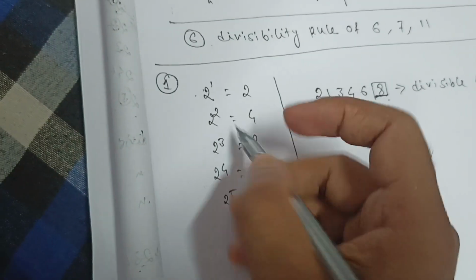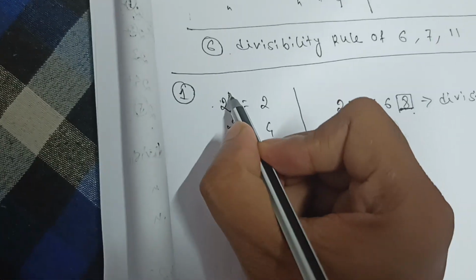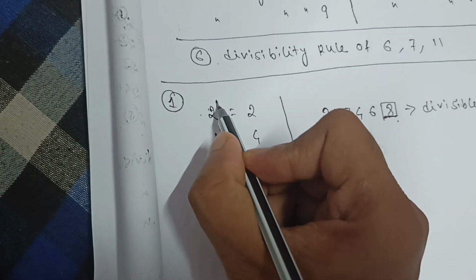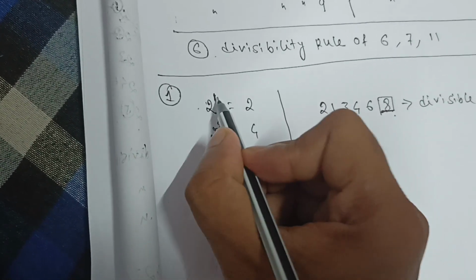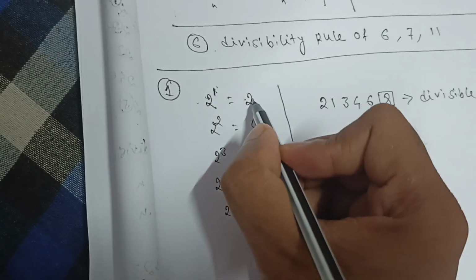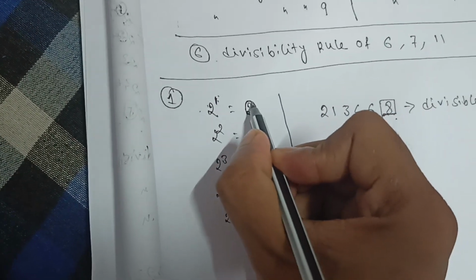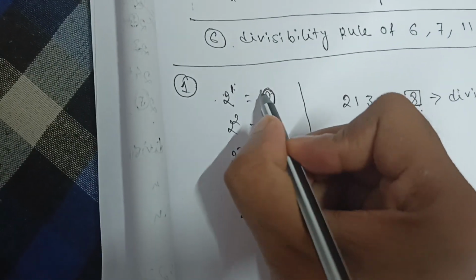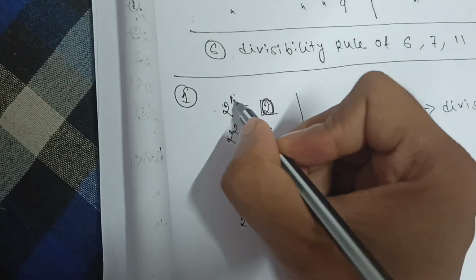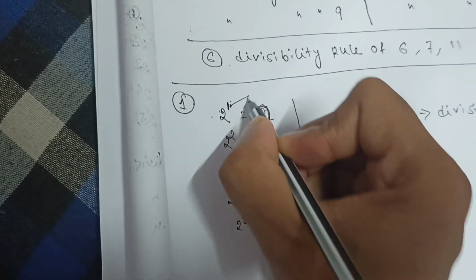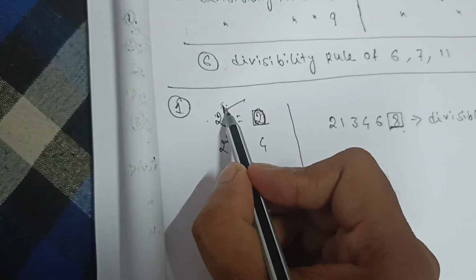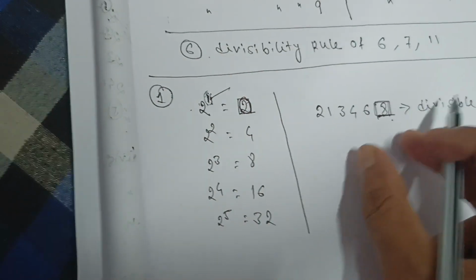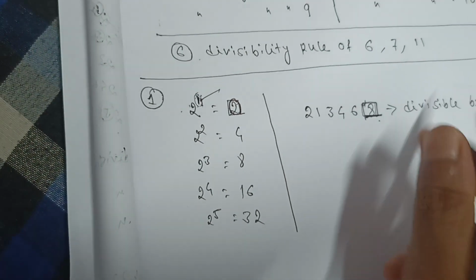So why am I writing this? Here in 2 to the power 1, these are the bases and these are the powers. The base is 2 and the power is 1, so 2 to the power 1 is 2. Please note this carefully: to check whether any number is divisible by 2, we have to check this power. Here the power is 1, so we just check the last digit.